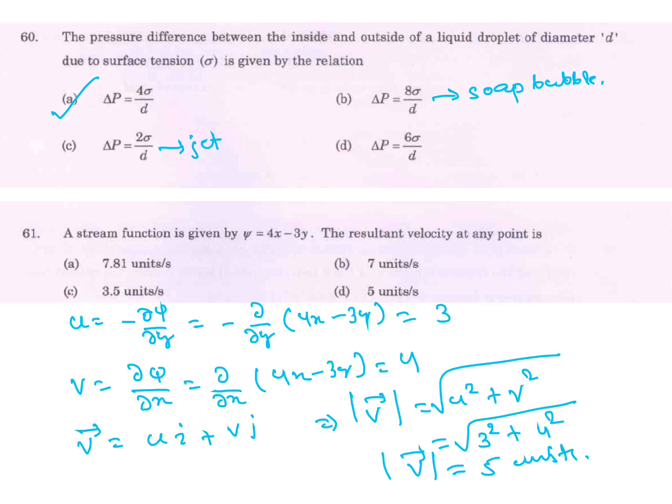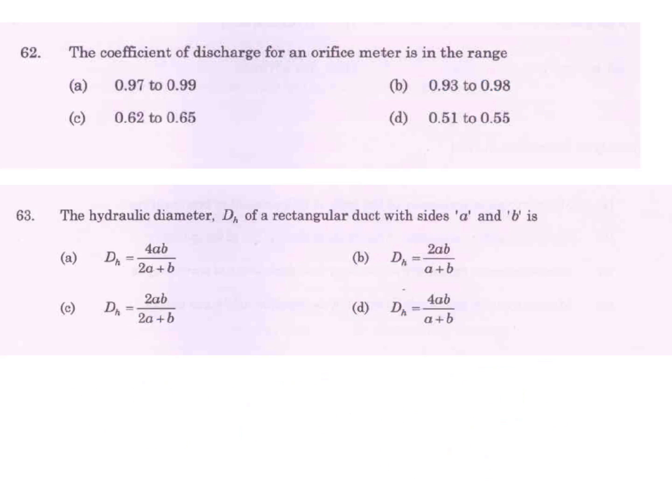The coefficient of discharge for an orifice meter is in the range of, I already discussed this type of question. So standard value, CD of orifice, these things you have to remember. Its value is 0.62 to 0.65. C is our answer. A not possible, B also not possible, D also not possible. Only option C follows.